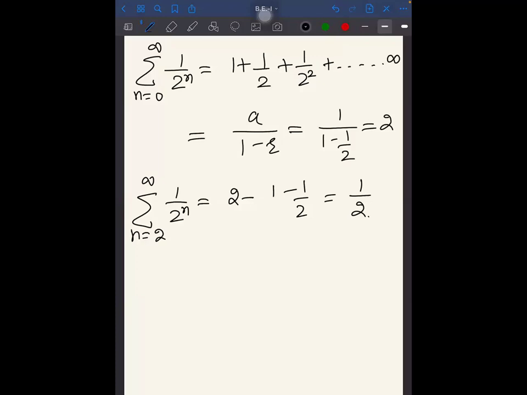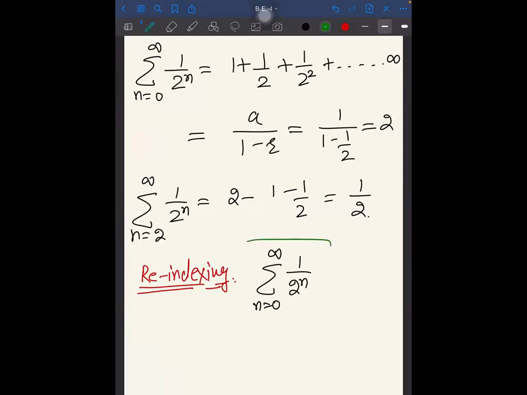Now the next thing is something which we call reindexing. Reindexing will not change the convergence, divergence, or the sum. The only thing is that sometimes a change in the index will help us a lot. I'll not go into particular examples, but I'll tell you what reindexing is. Can you see this series? Yes, sir. Let's say I want to start it from 5, but I want to keep the expansion the same. I want to write it in terms of 5. What should I do?